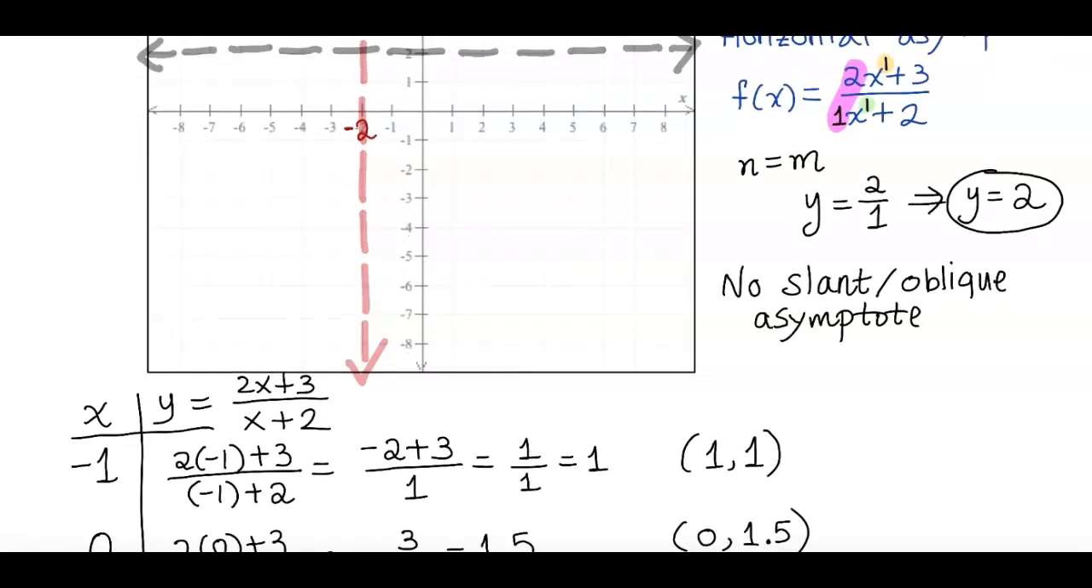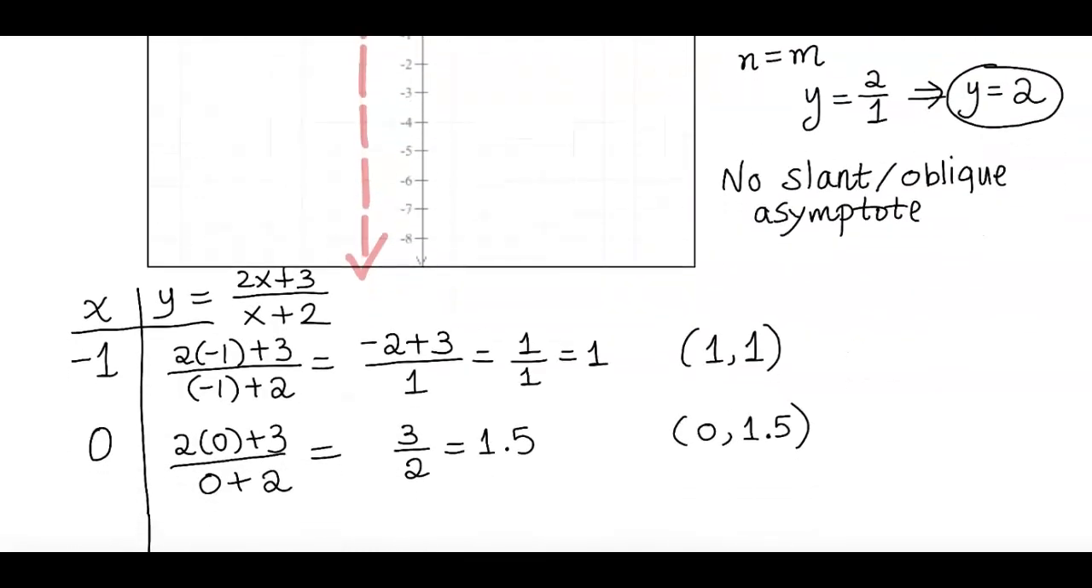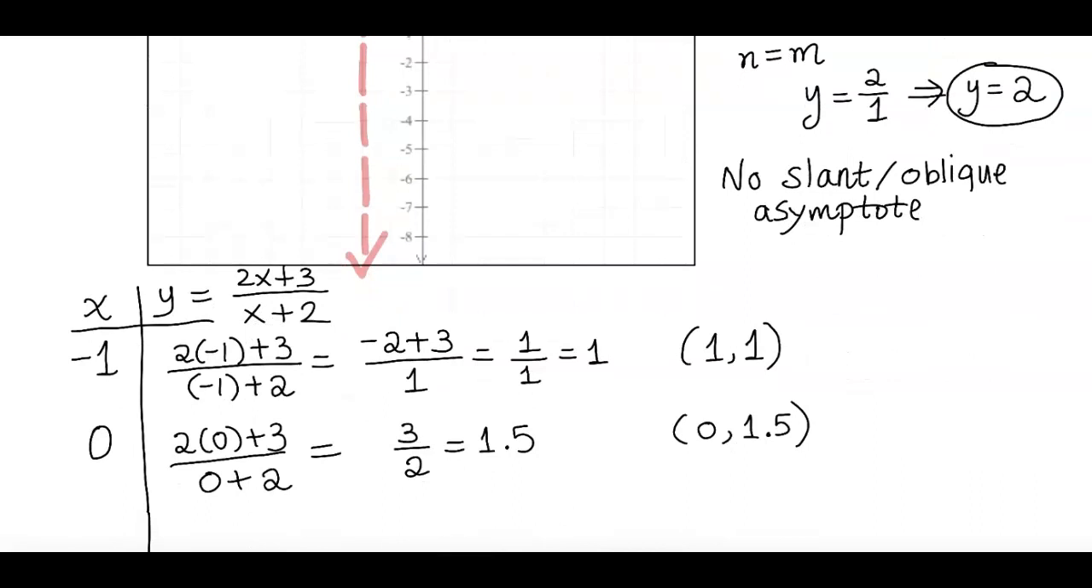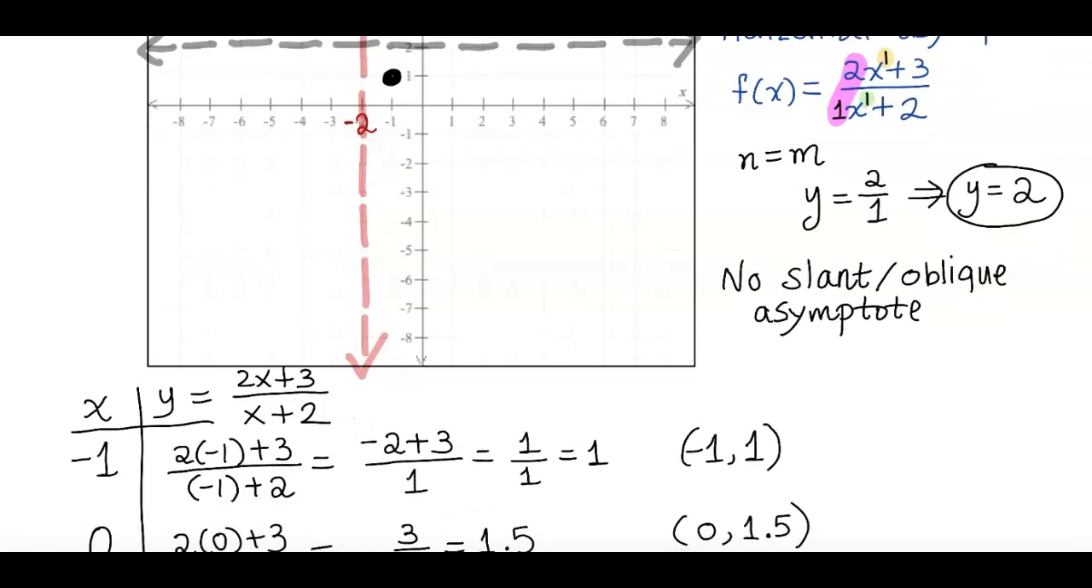1, 1 first. 1 to the right, up 1. Here's my first point. Oh, I'm sorry, I made a mistake. Notice it wasn't +1. It was -1. Oh, thank goodness I caught that mistake. So go 1 to the left, go up 1. Here's my first point. Next point is 0, 1.5. 0, 1.5.